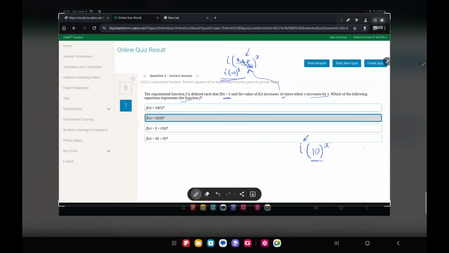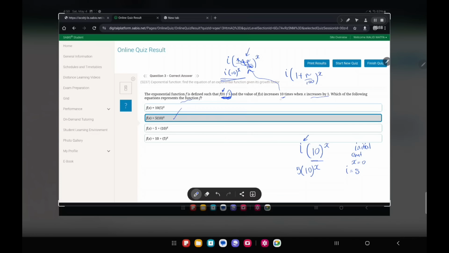We need our I. I is our initial amount, right? Initial amount, and that is when x equals 0. And they're saying here it equals 5, right? When x equals 0, the function is 5. So I equals 5, and I can replace it with 5 times 10 to the power of x. That's it. All you have to do is apply the formula.